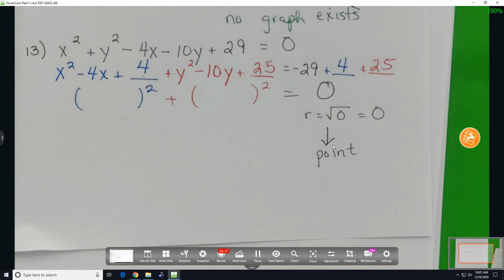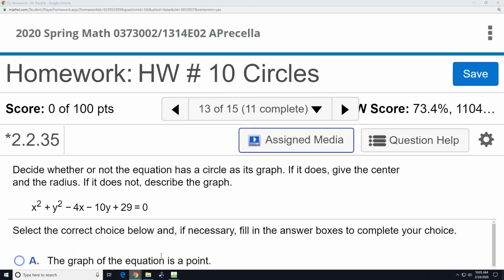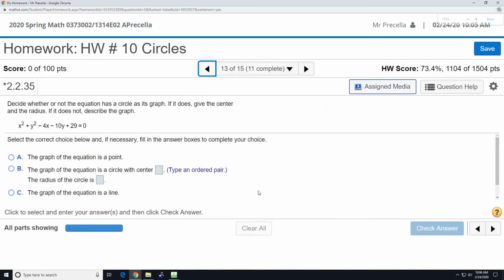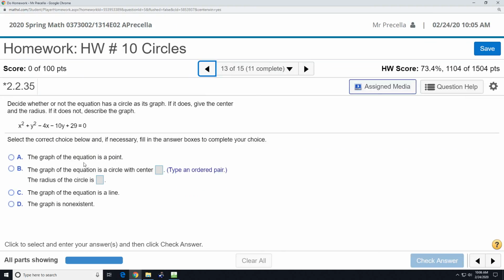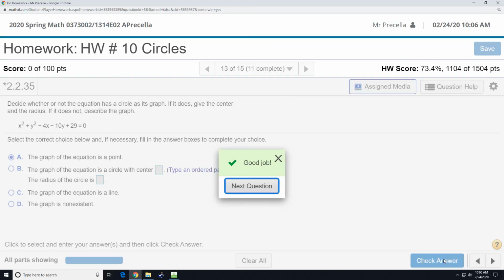Okay. Let me see. Oh wait, no, not there. I'm going to come over here, and let me make it small enough so we can see all the options. Oops, still not showing. The graph of the equation is a point. You just click there and call it quits. Okay.